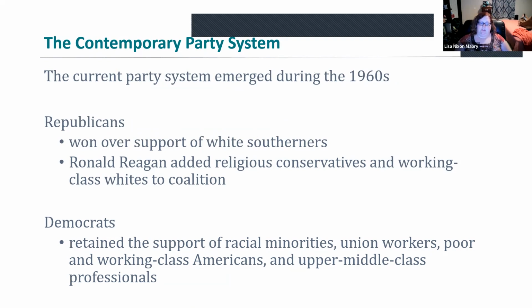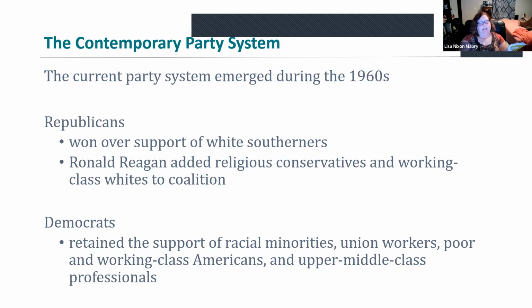Democrats retained the support of racial minorities, union workers, poor and working class Americans, upper middle class professionals, your intellectual elites, celebrities, that kind of thing. All of those people are still in the Democrat camp, basically. So let's see.